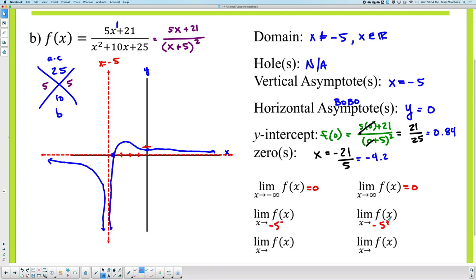One's from the left, one's from the right. What's happening on the left side of -5? Is the graph rising, falling, or horizontally flat? Falling. What's the symbol for falling? And what about from the right?